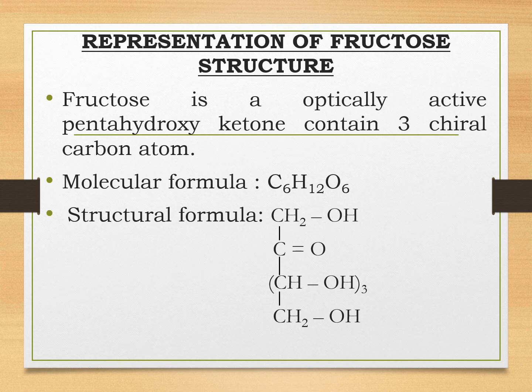If you all see the structure of fructose properly, then you all will be finding out 5 hydroxyl groups, and that is why it is called as pentahydroxy. And as there is a keto group that is present at the C2 carbon atom, that is why it is called as pentahydroxy ketone, and it contains 3 chiral carbon atoms.